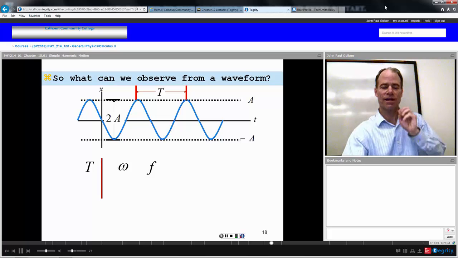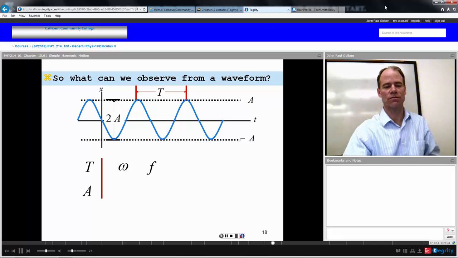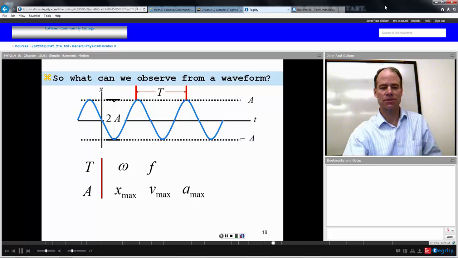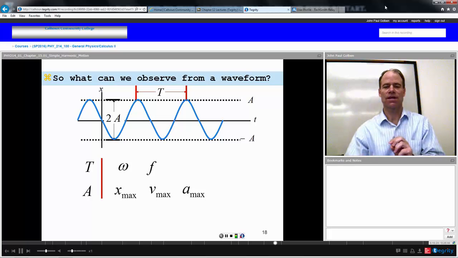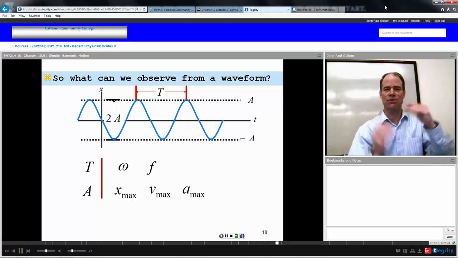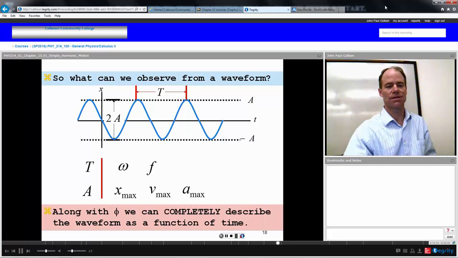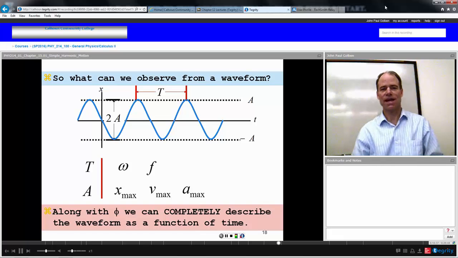From the period, I can get, through these simple relationships, the angular frequency omega or the frequency. And with the amplitude measurement, I can get my maximum position, my maximum velocity, since that's omega times the amplitude, and my maximum acceleration, since that's omega squared times the amplitude. So I can get all this information from these two simple measurements. If I know the phase angle, which is my offset for the cycle period, then I can completely describe this waveform for all time.